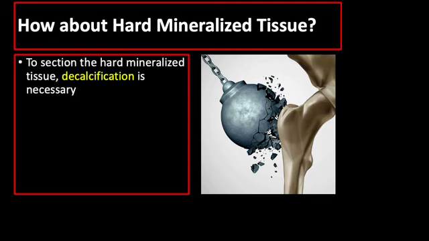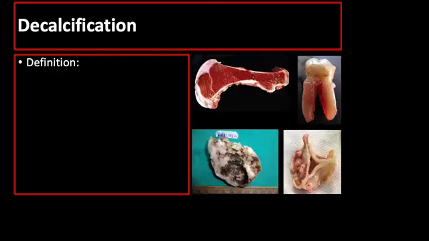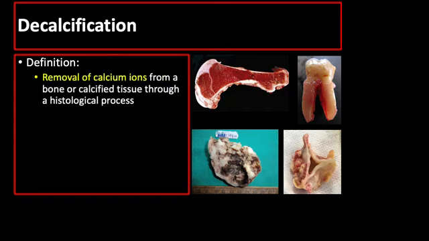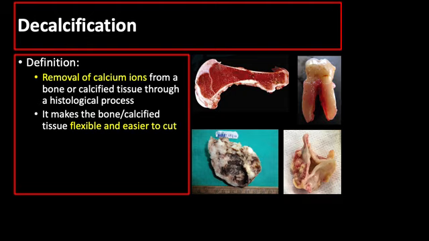To section the hard mineralized tissue, decalcification should be done so that the mineralized tissue becomes compatible for sectioning and subsequent staining. So what is decalcification then? Decalcification is the removal of calcium ions from a bone or calcified tissue through a histological process that makes the bone or any calcified tissue flexible and easier to cut.